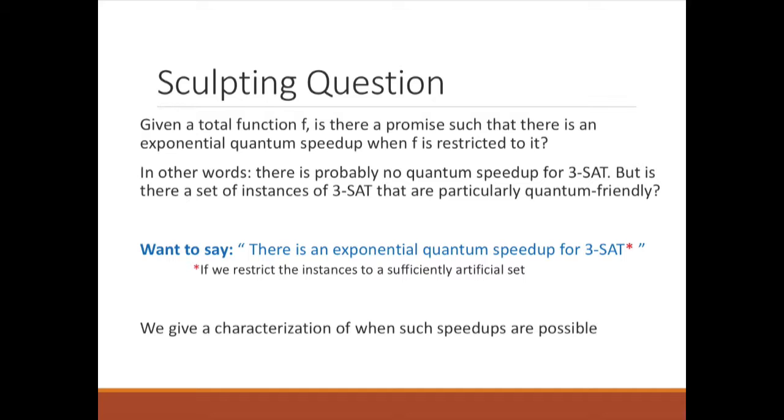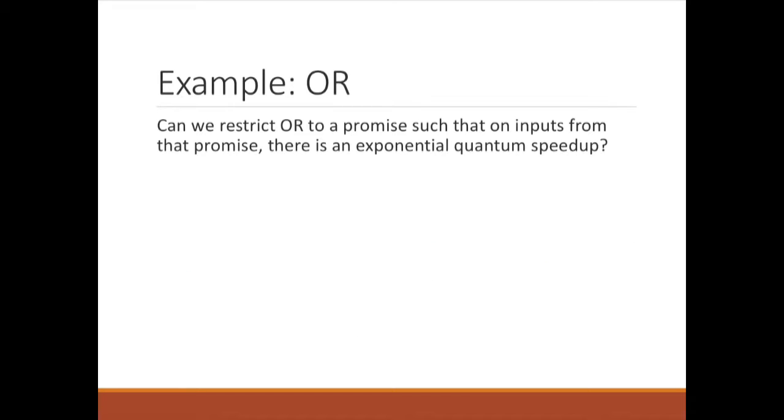So let's just go with a quick example here. The example is the OR function we had at the beginning. Can we restrict the OR function to a promise such that on inputs from that promise, there's an exponential quantum speedup? Okay, so let's just think about this for a second.